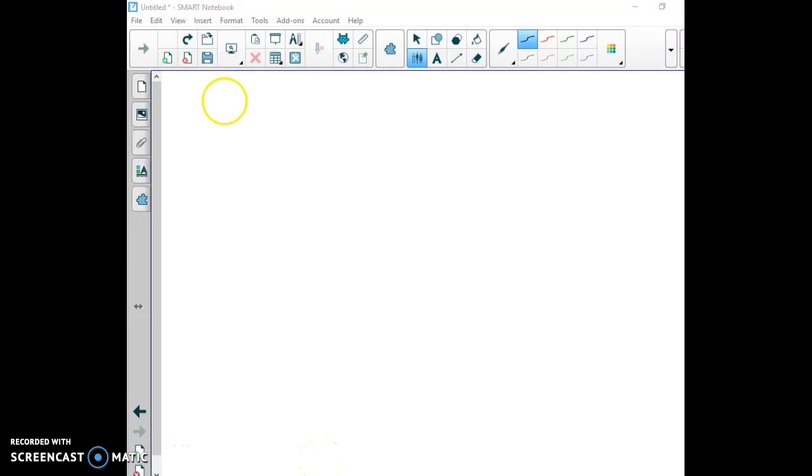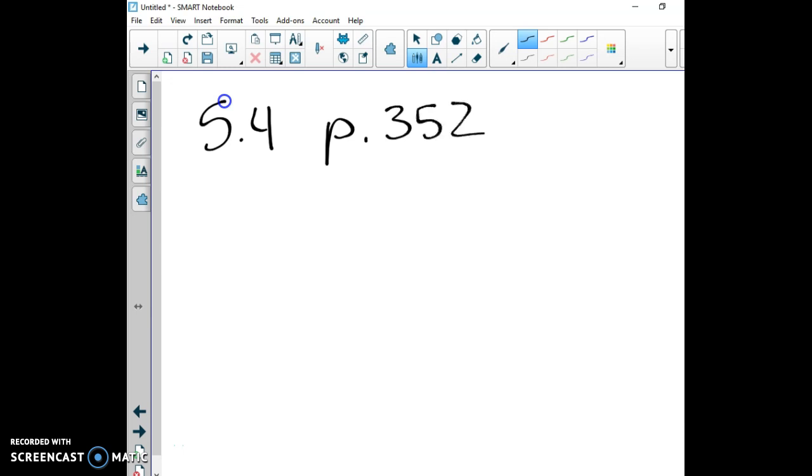Here we go. We're on lesson 5-4. This is on page 352. You need to be following along, going through the examples with us. We're going to be talking about special systems.